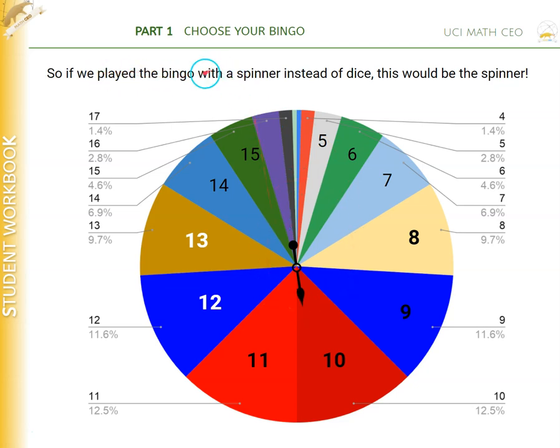So if we play the bingo with a spinner instead of a dice, this would be the way. We would just roll the spinner and then it would fall some way. And that's another way to simulate the game without using the dice.